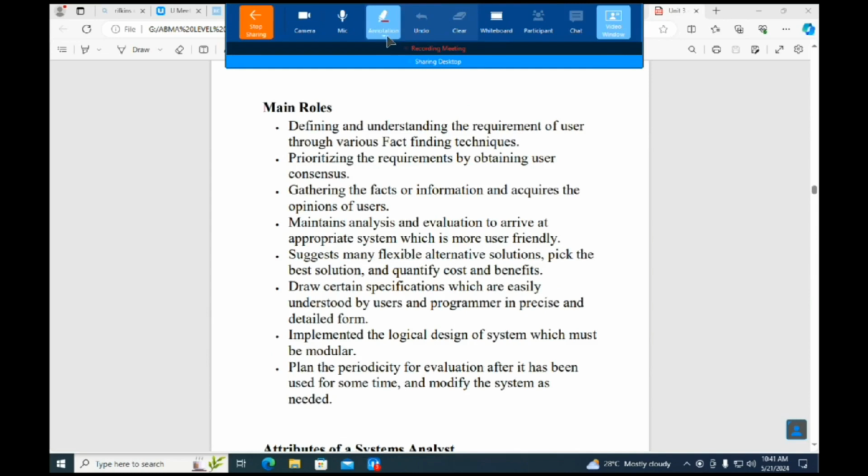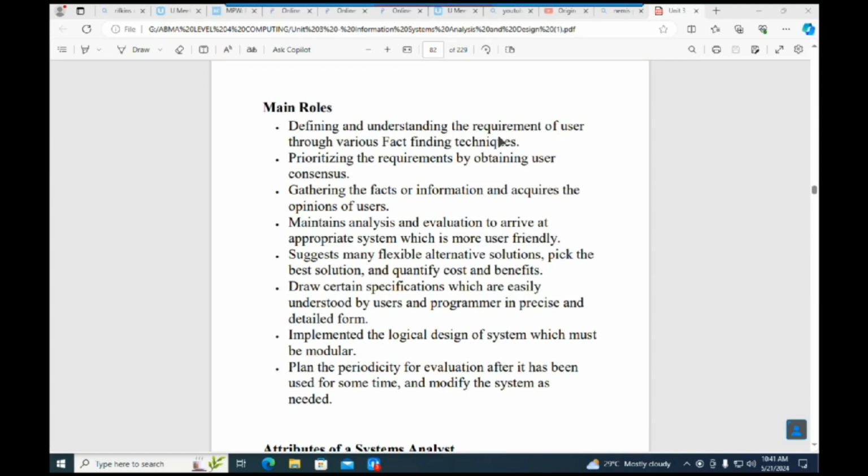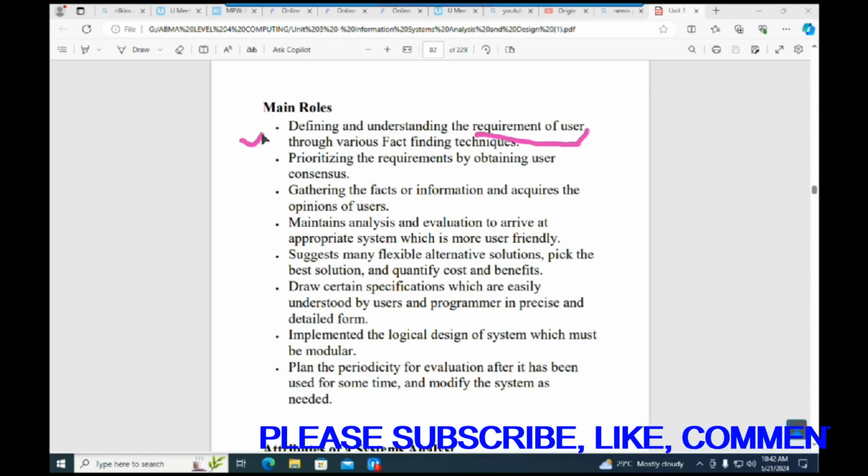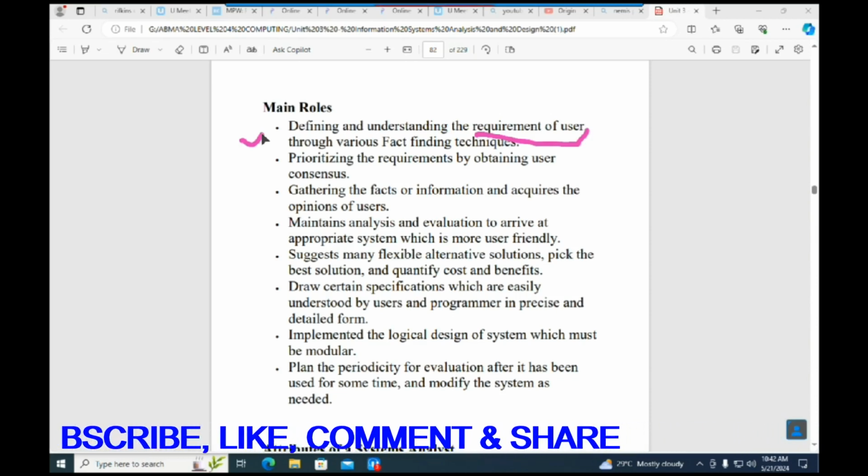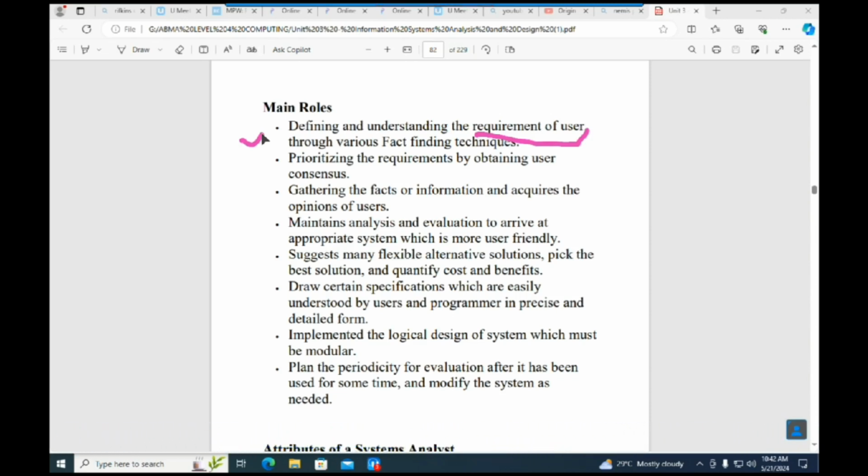There are a number of roles that the system analyst would play, and the first role is making sure that he's defining and understanding the requirements of the user of the system. So he's going to use various fact-finding and requirements gathering techniques that we discussed in the previous classes. We talked about observation, preliminary review of written or existing documents, interviews, questionnaires, etc. He's going to use all those methods to gather requirements, define them, and understand what the requirements of the system are.